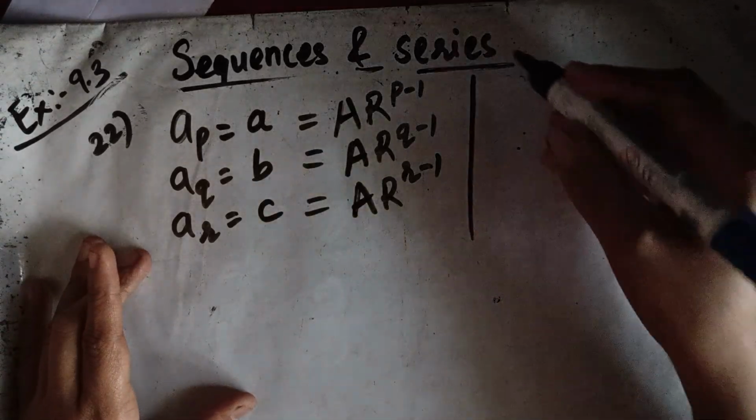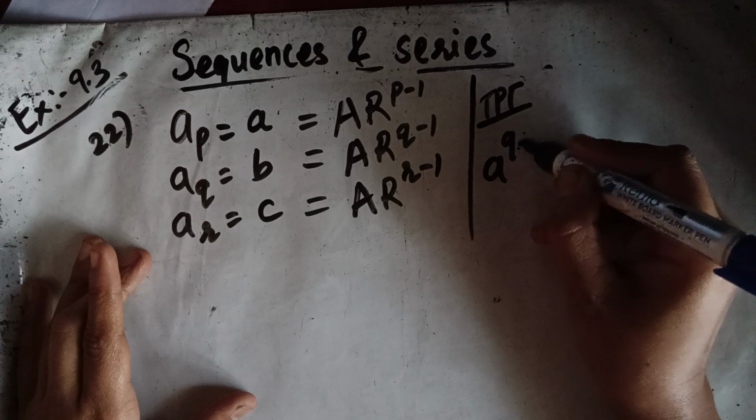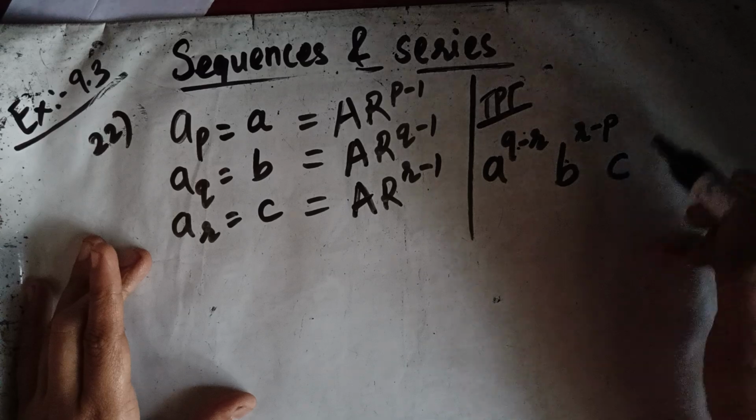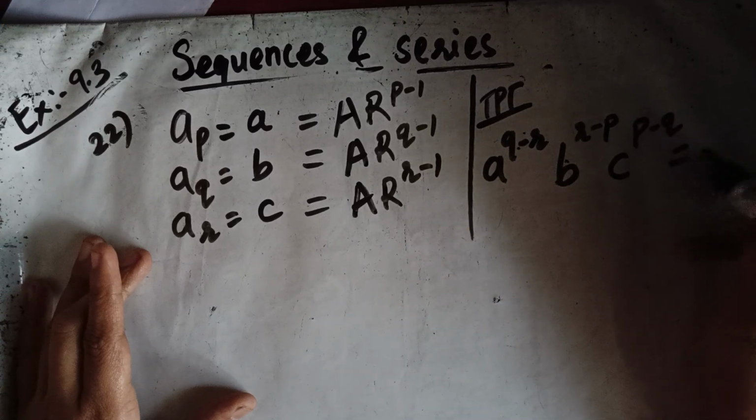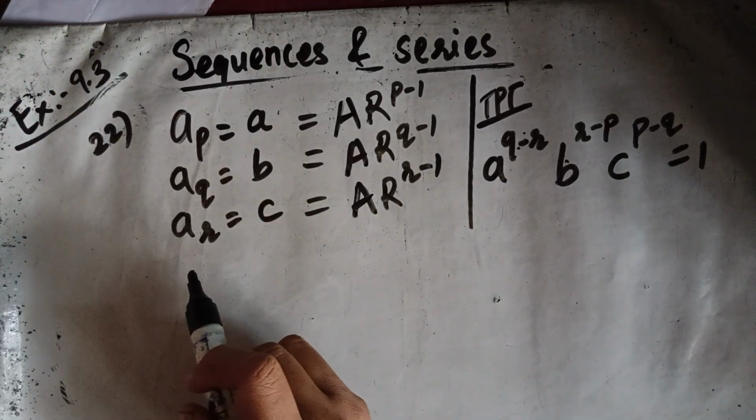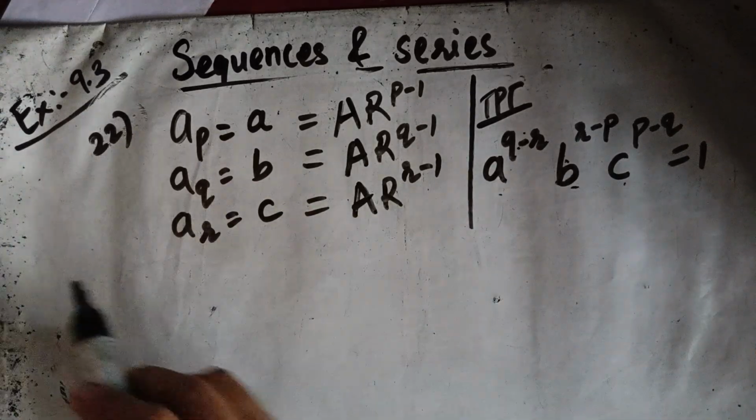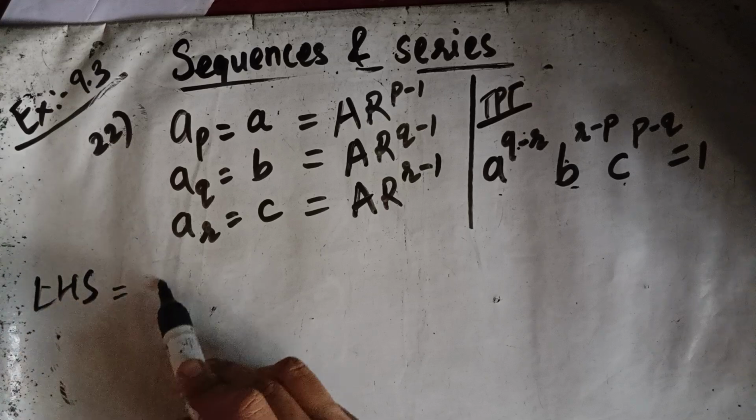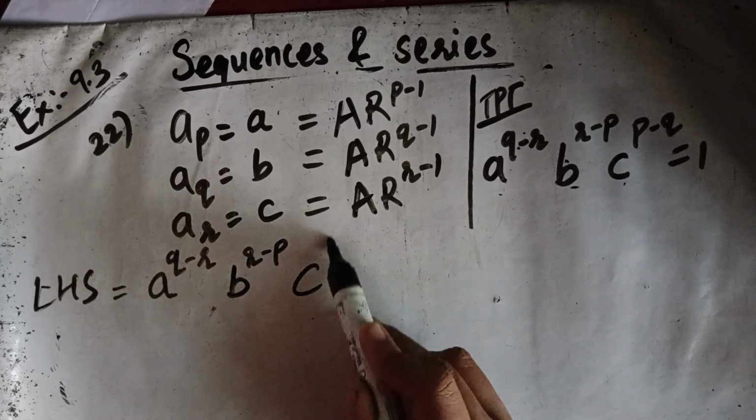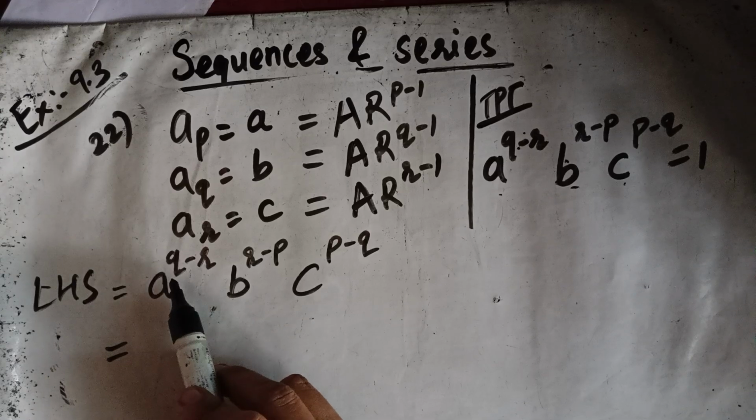Okay. So we have to prove that a raised to q minus r, b raised to r minus p, c raised to p minus q is equal to 1. This we have to prove. Okay. So if I take this, starting with LHS, it will be A raised to Q minus R.